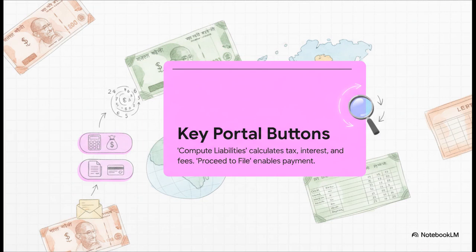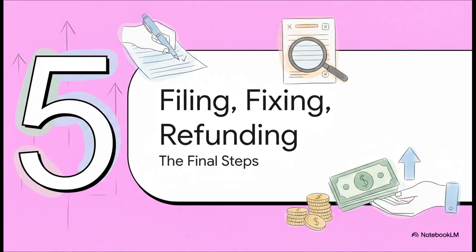On the portal, there are two key buttons you need to know. After you've entered all your sales data, you'll hit Compute Liabilities. The system then does all the heavy lifting, calculating the tax you owe plus any interest or late fees. Once that's done and you're happy with it, you click Proceed to File, which takes you to the final payment and submission screen.